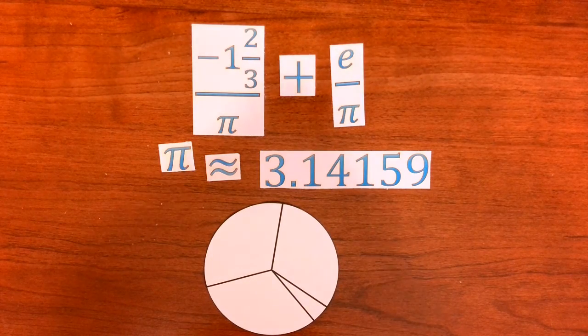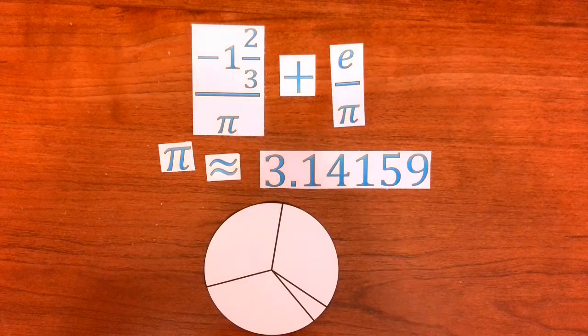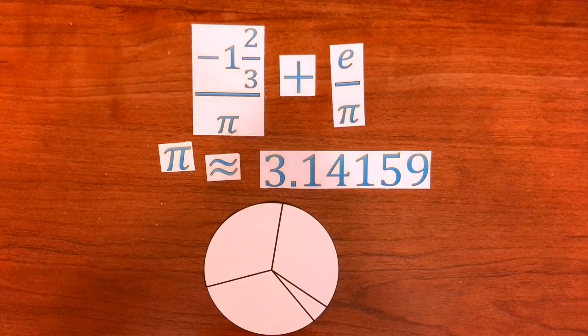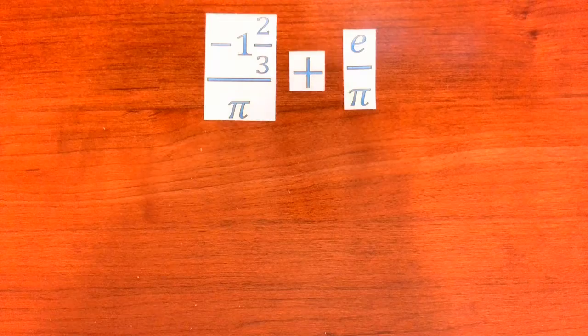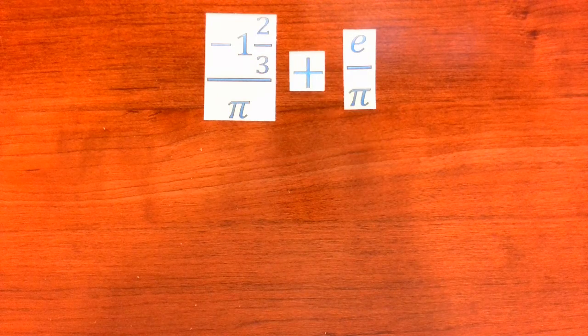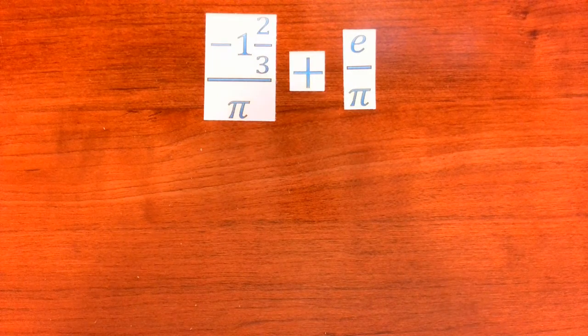I would like to note that this tiny piece is not 1 over pi. It is more like the leftover. It is not even a whole piece. It is more like approximately 0.14159 of a whole piece. Now let's get negative 1 and 2/3 over pi.